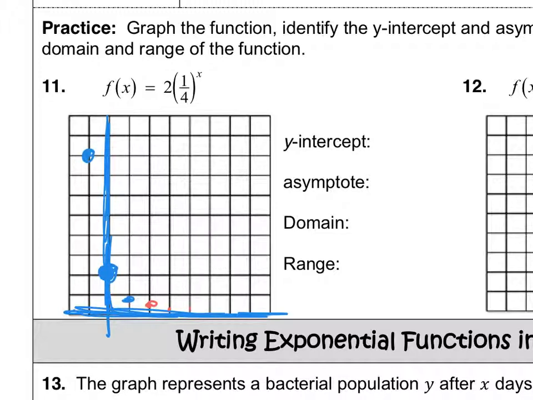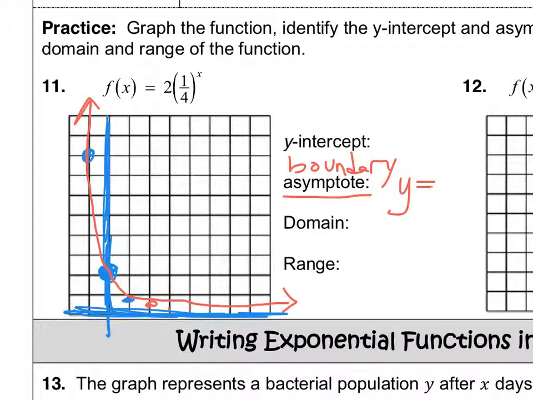But what's interesting about an exponential function is, when I graph it, it's going to get closer and closer and closer to 0, but it's never going to touch 0. 0 is like our boundary. Asymptote is the same thing as a boundary. So if I look at my table, the numbers get smaller and smaller, but they never touch 0. So my asymptote is y equals 0. It's a horizontal line boundary that this graph will never cross. And we already saw that our y-intercept is 0, 2.